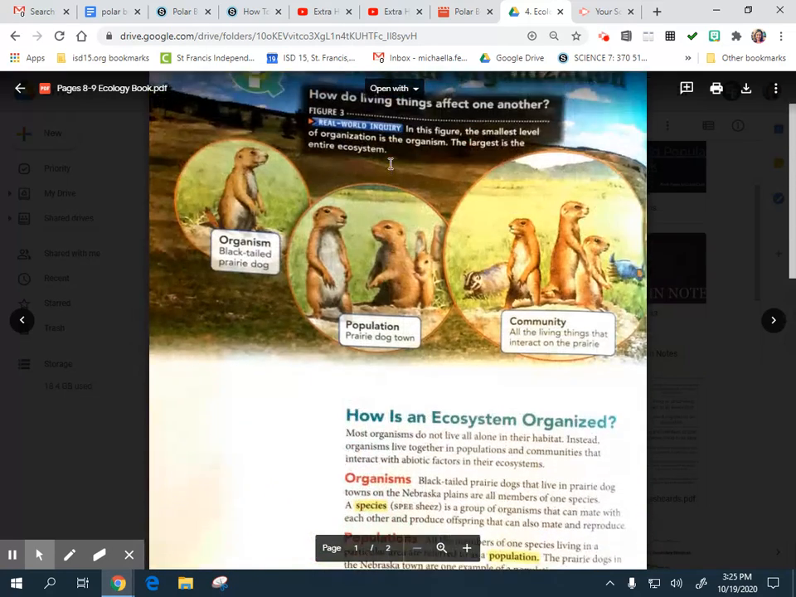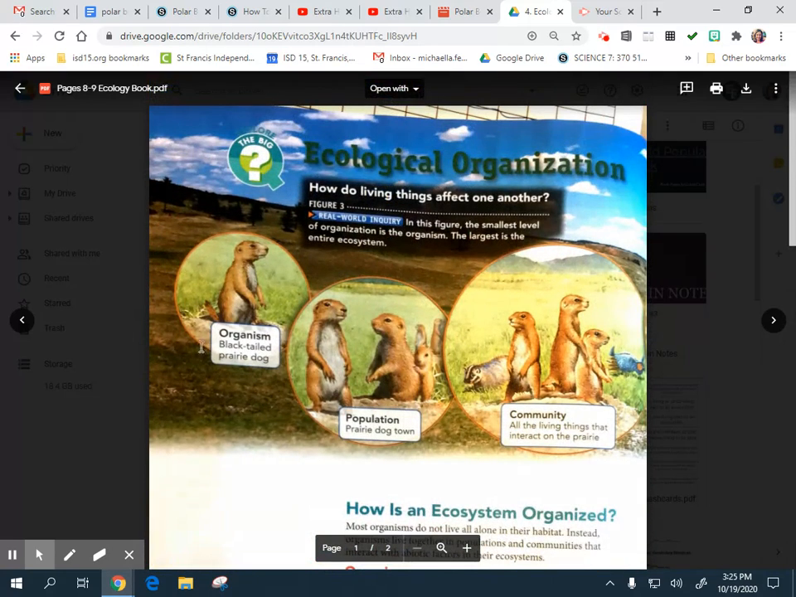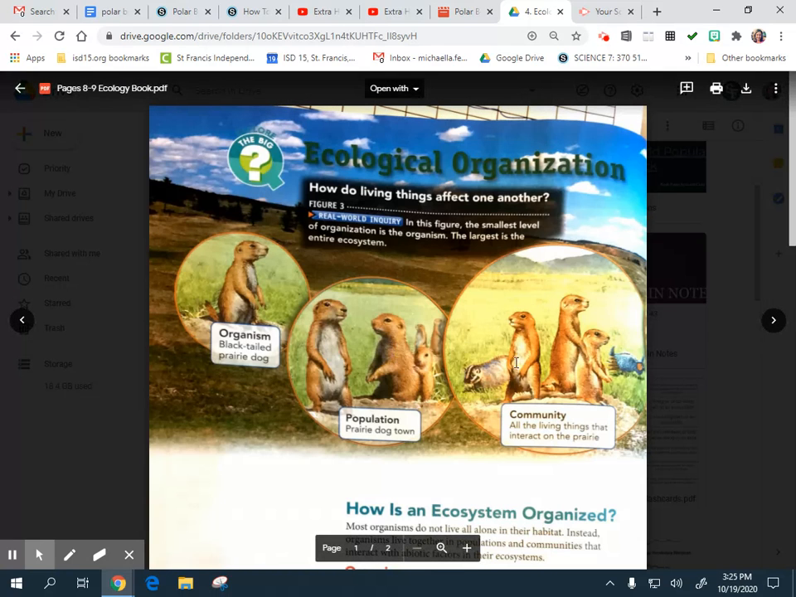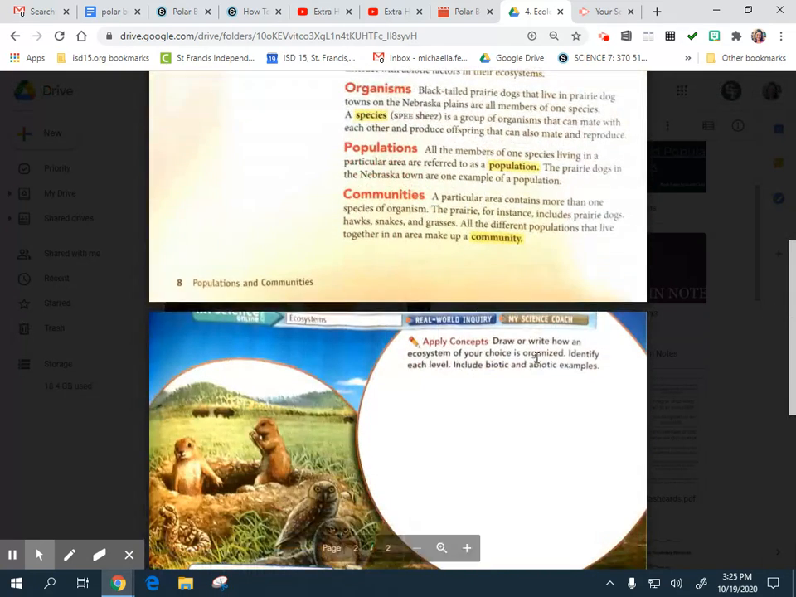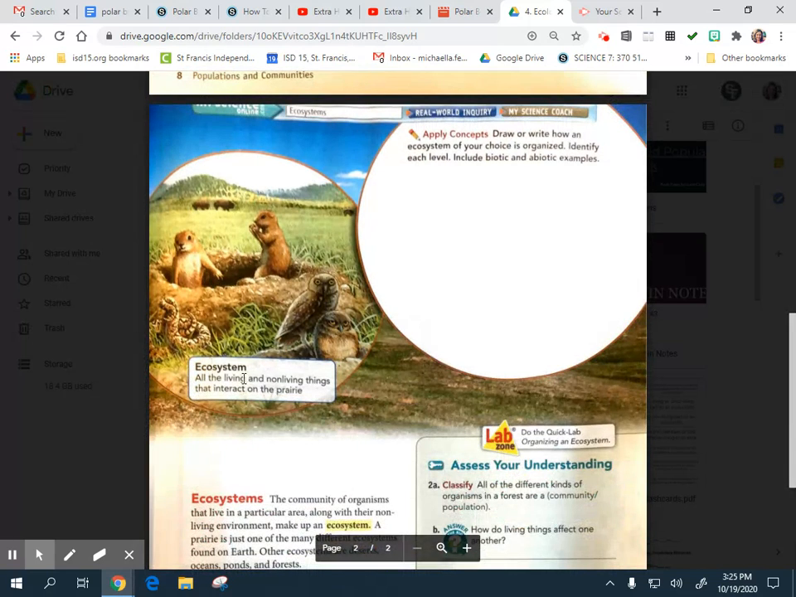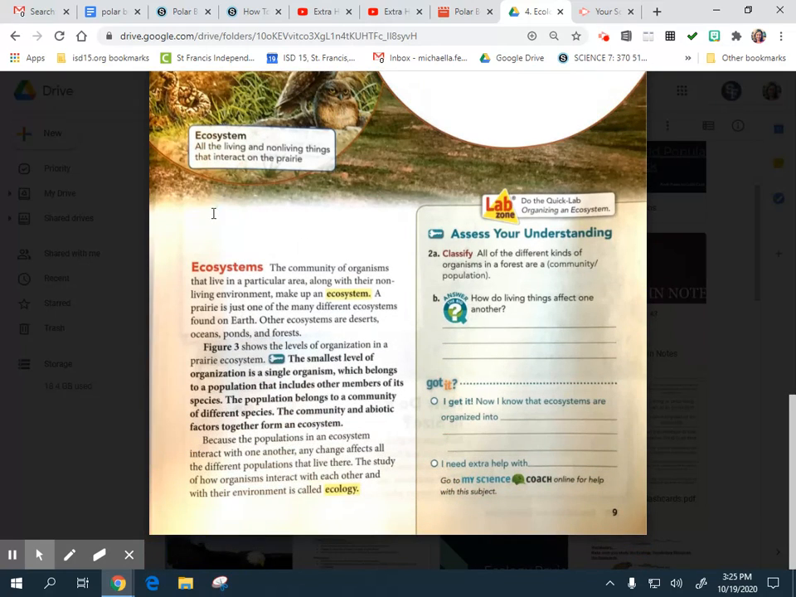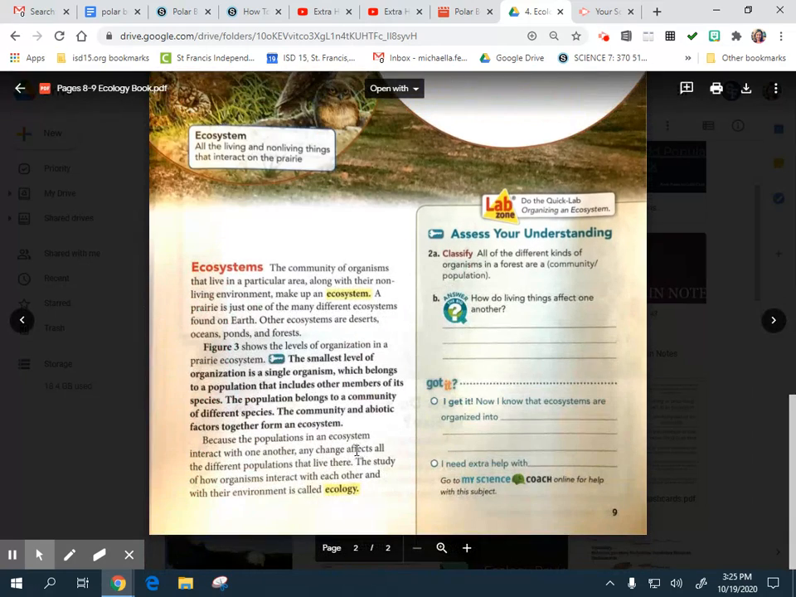So just going back here, we had one organism. A group of those organisms living together is a population. A group of different organisms living together is the community. And the community plus the abiotic factors that affect them is called an ecosystem. All right. And the study of ecosystems is called ecology. And so that is the two book pages that you were supposed to read.